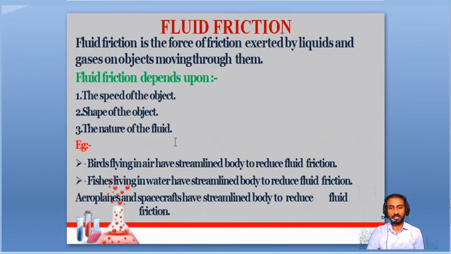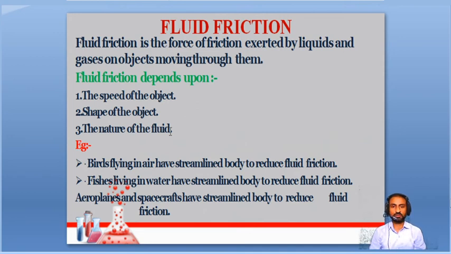Then the last topic of the chapter is fluid friction. I think you are well aware of the shape of the fish, and even some of the birds. They have a special shape to overcome the friction. Fluid friction is the friction exerted by liquids or gases on an object moving through them. Suppose we are moving through the water, we also need to cut the water. That's why we swim in the water like this.